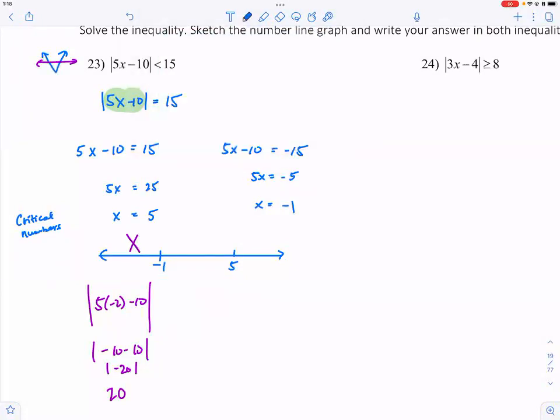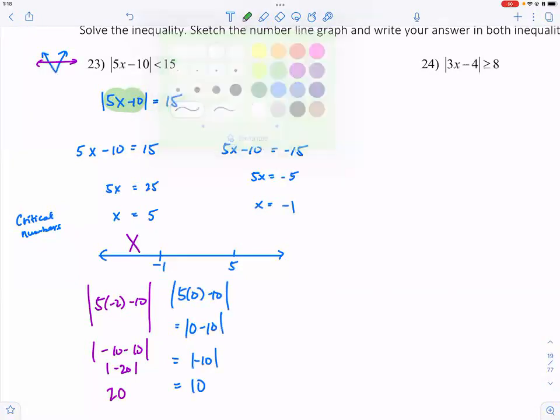Now, what if you pick a value between negative 1 and 5? Let's pick 0, an easy number. So 5 times 0 minus 10 inside the absolute value function. You have 0 minus 10, the absolute value of negative 10, which is equal to 10. 10 is less than 15. So this is a good interval. Negative 1 to 5 is a good interval.